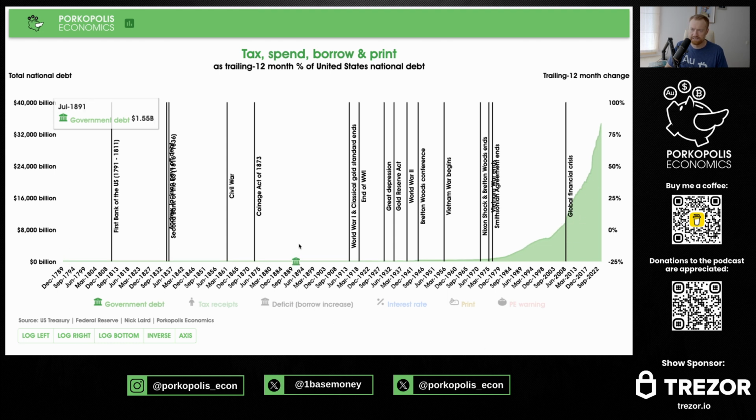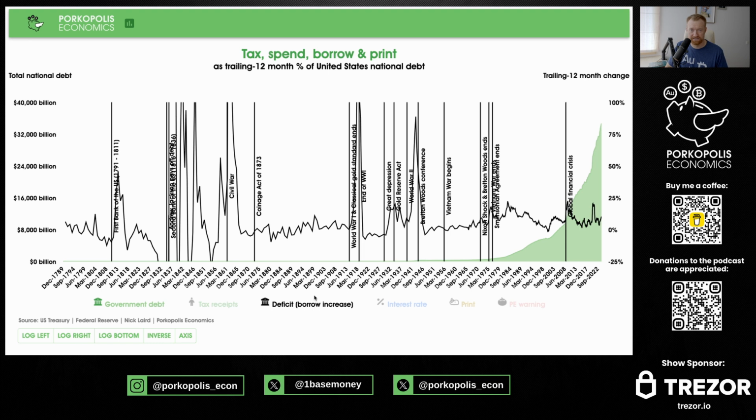So what we did in the first couple episodes, we talked about the debt itself, how it increases during war. We also looked at the deficit. Now, what's the deficit? That's just a trailing 12-month snapshot. That's the best way to define it. Of course, you could do trailing month, but trailing 12-month snapshot of the debt.